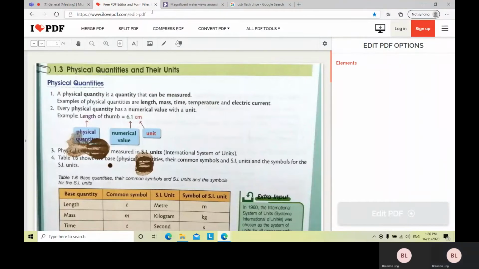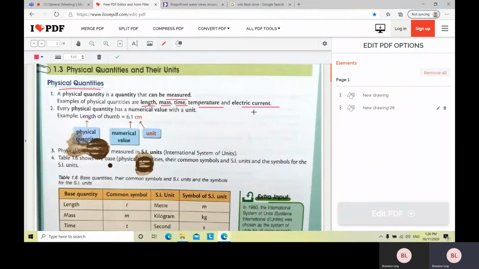Hello. Today we'll be discussing 1.3 physical quantities and their units. So what actually are physical quantities? Physical quantities refer to quantities that can be measured. The things that we can measure are length, mass, time, temperature, and electric current.